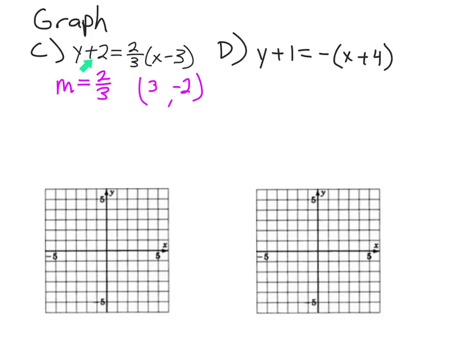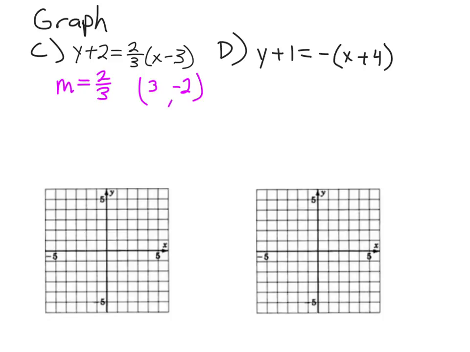Because this says y plus 2. Remember, point slope form says y minus y1. So if this says plus, it means that this must be a -2. So here are my coordinates of a point, and here's my slope. So I'm just going to plot that point and then use the slope to find more points.